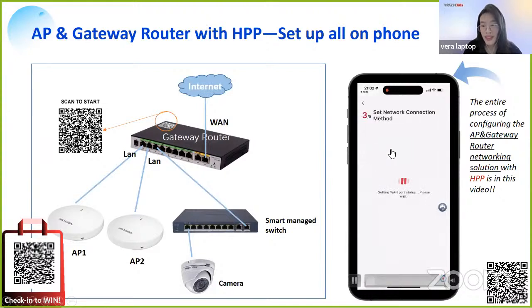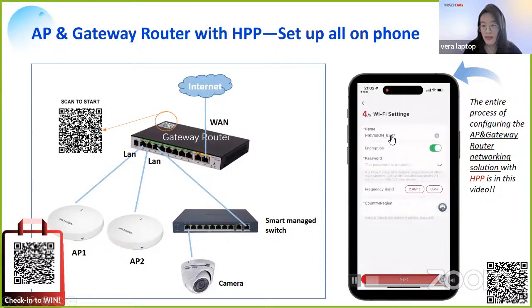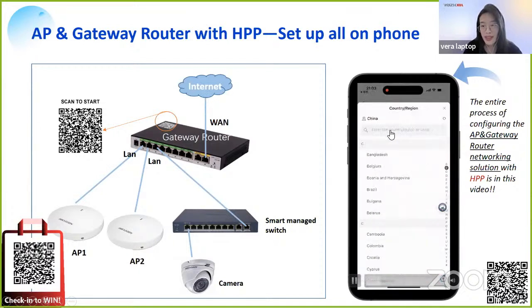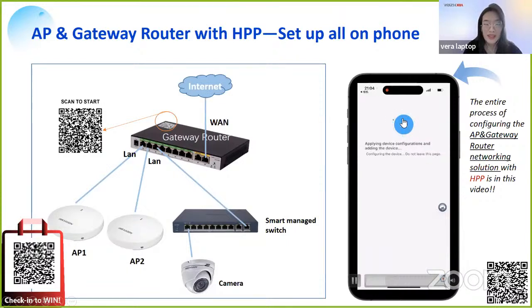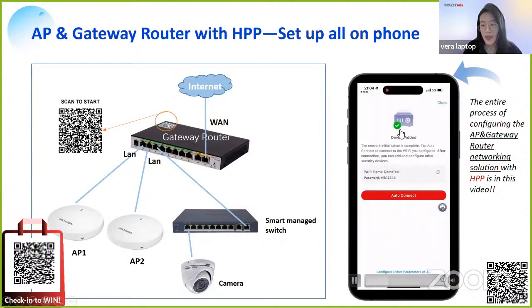Then activate the devices. Input the password and the usernames, and set the network connection method. By default, we will choose DHCP. For the Wi-Fi password setting, we can check, set the names, and choose the region. And last, add it to the existing site or to a new site. So it takes around half a minute. The process is done. This video has been sped up.